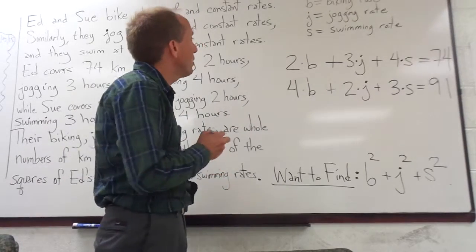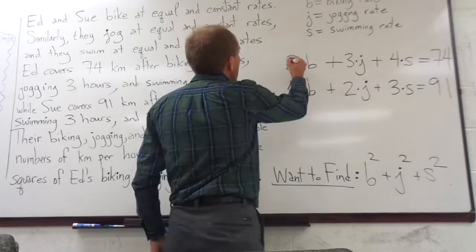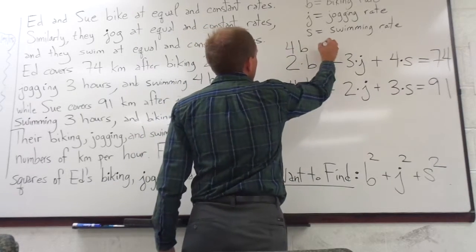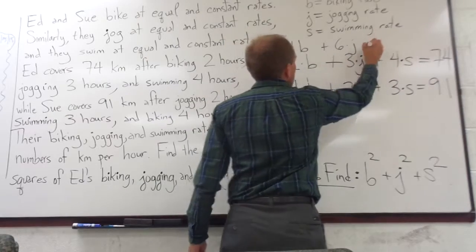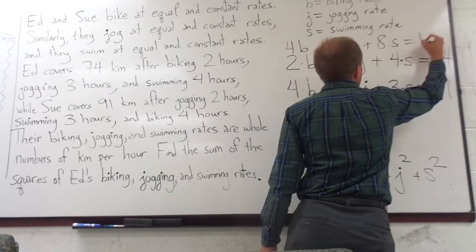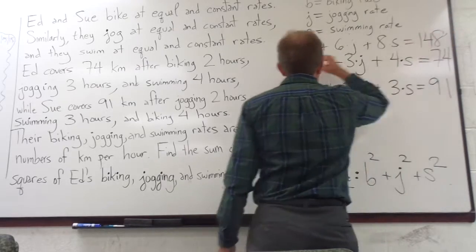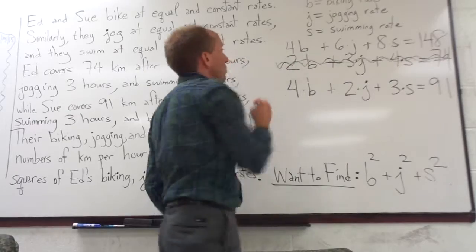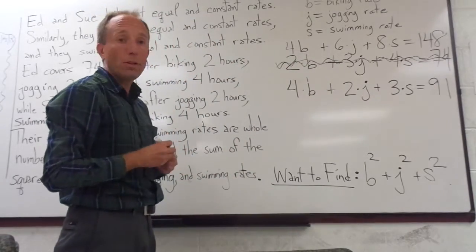So that's actually what I'm going to do. Let me write it right above the top line. I'm going to double the first equation. So 4b plus 6j plus 8s equals, if I double 74, I'm going to get 148. I'm going to ignore the equation that I just started with and just write down the new one.